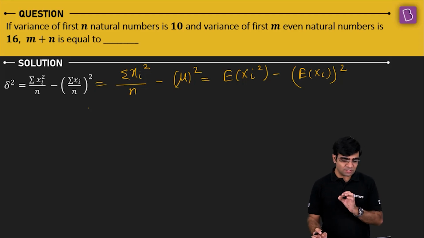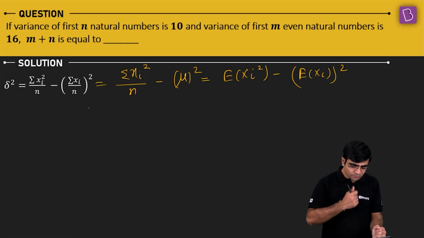Xi are the various observations. What are my observations here? In the first part, these are the first natural numbers, so 1, 2, 3 are the xi's. In the second part of the question, they are 2, 4, 6. Are you getting the idea? Perfect.